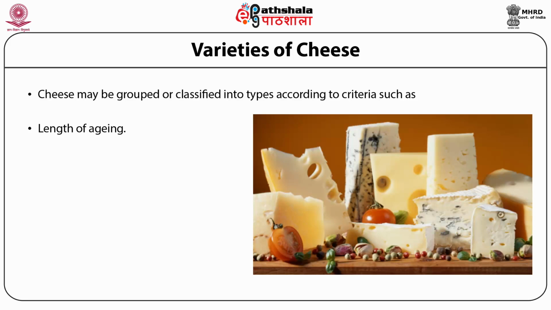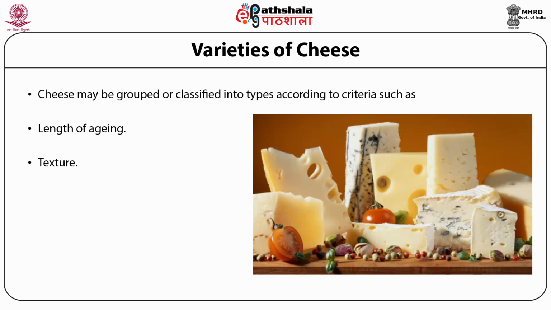The second criterion for grouping is texture. The cheeses may be moldable and non-moldable. Soft cheeses are generally non-moldable. They are to be taken with a spoon or any other agent, while hard cheeses are non-moldable. They have to be cut.